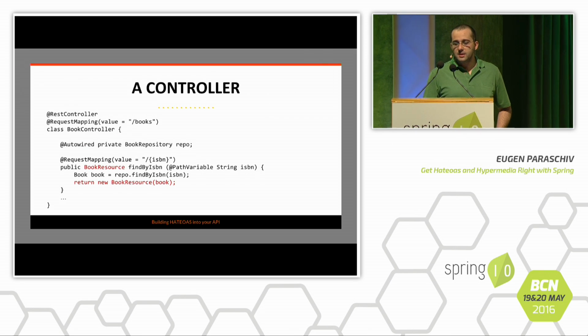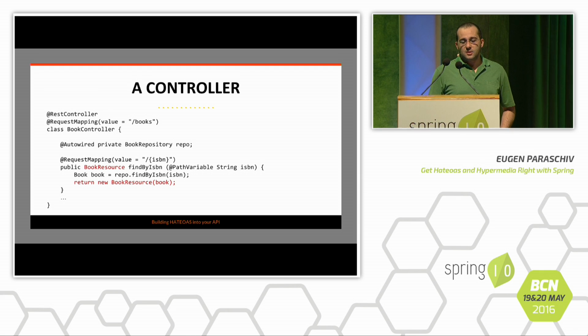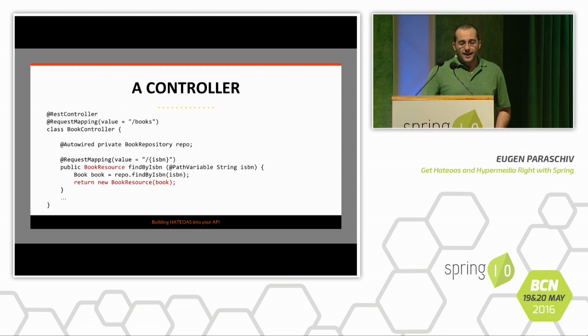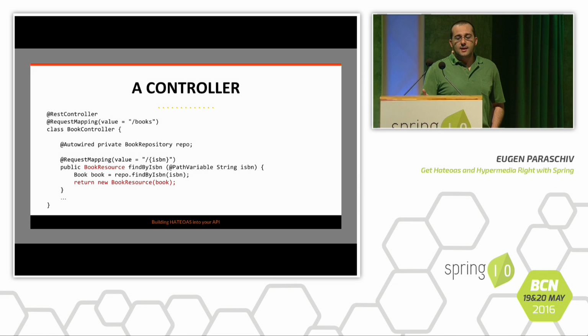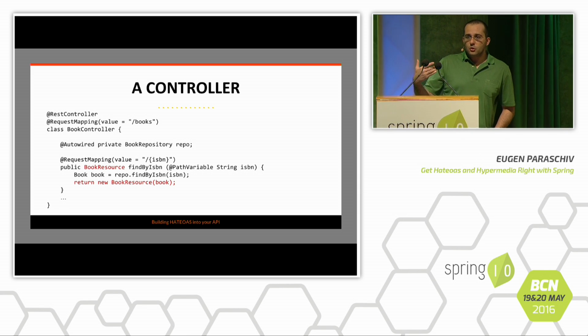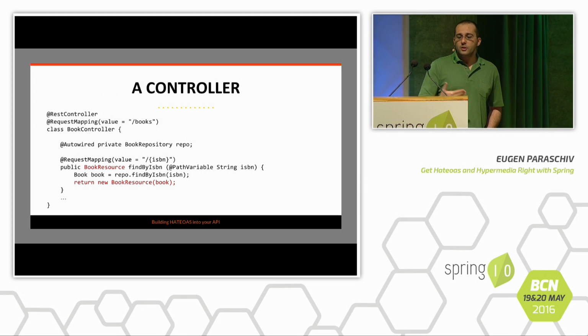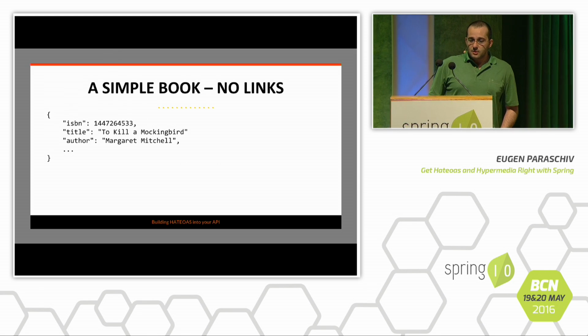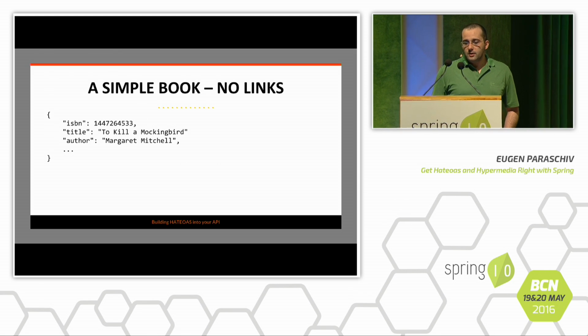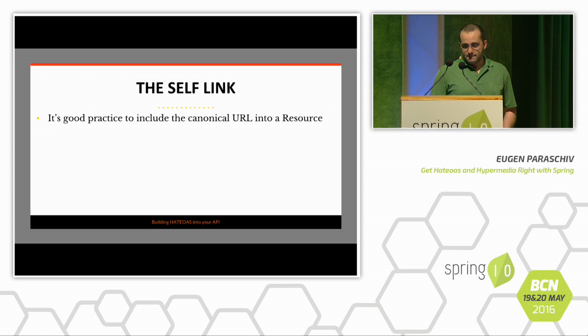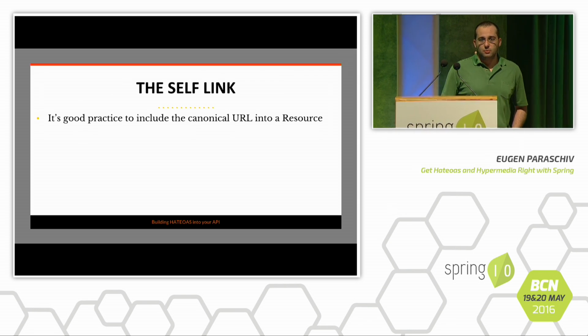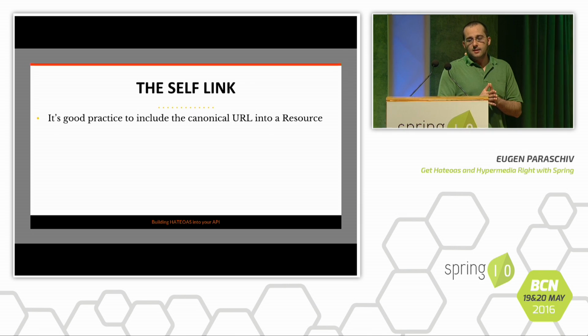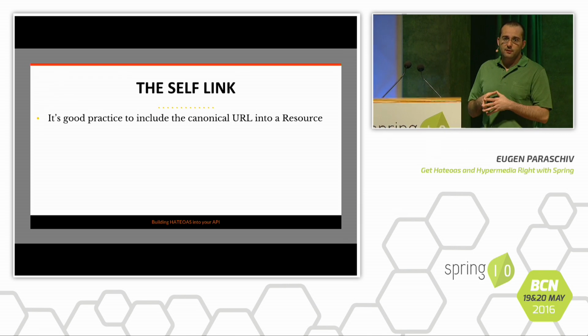All right, first of all, this is how a controller would look. Before, you would have just the return type of a book. Now you're simply returning the book resource, and the very last thing you're doing is wrapping your existing book into the resource. Again, very simple. So this would be a simple book representation without any links. And now we're going to add our first link, and this first link is going to be the self-link.